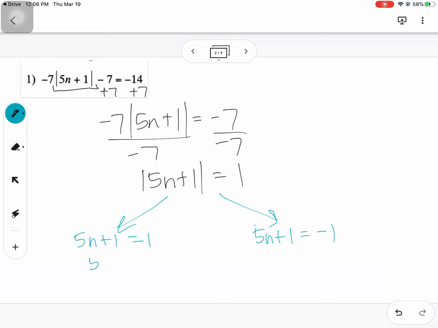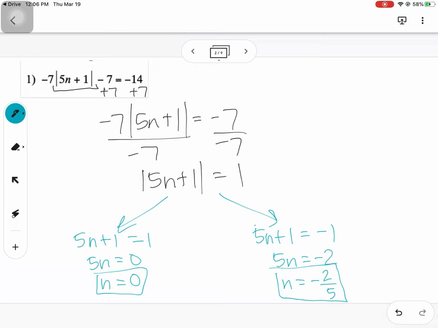And so now we're just going to solve. You're going to solve each of them separately. So on this first one, I get n equals 0. On this second one, I get n equals negative 2 over 5, or negative 0.4. Done.